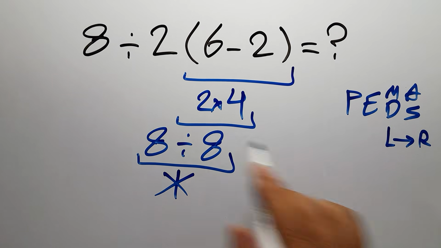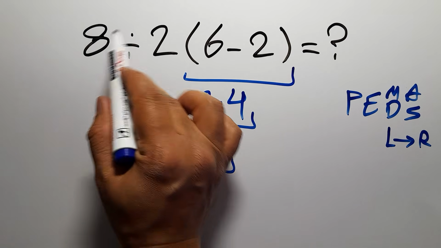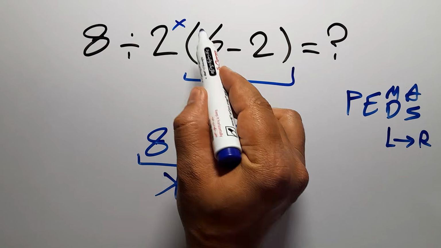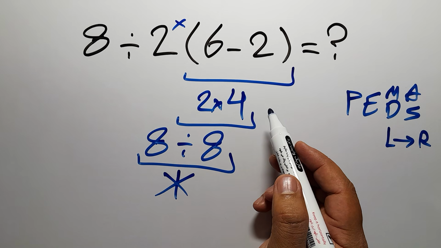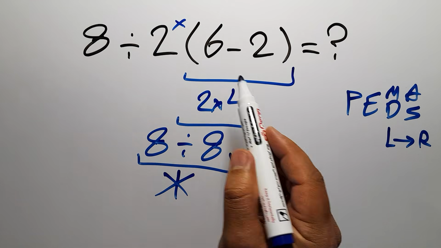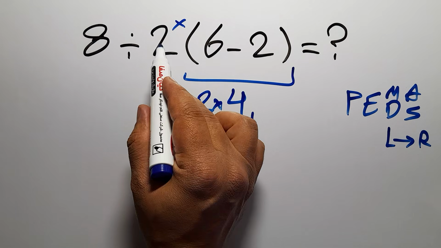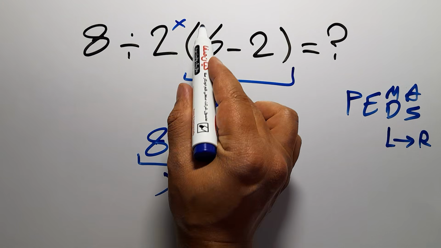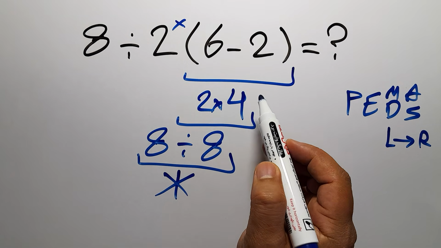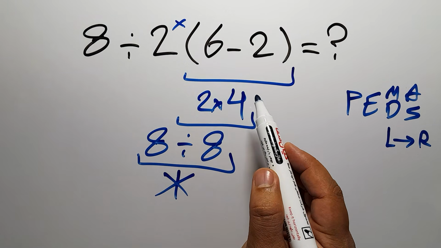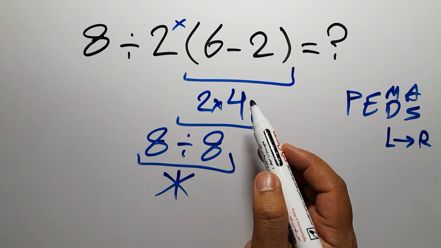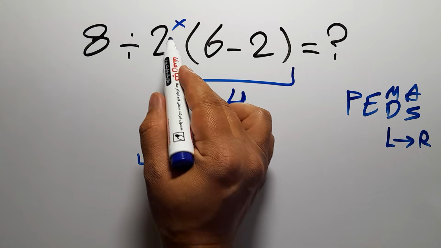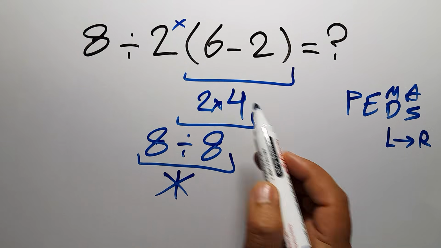Okay, here in this expression we have one division, one multiplication, and these parentheses. In mathematics, when a number is placed next to parentheses, it means multiplication, and we usually don't write the multiplication sign for brevity. Okay, so here we have a multiplication.